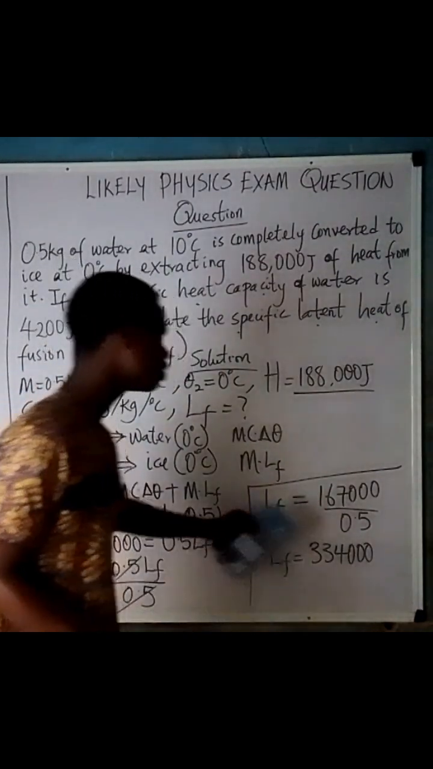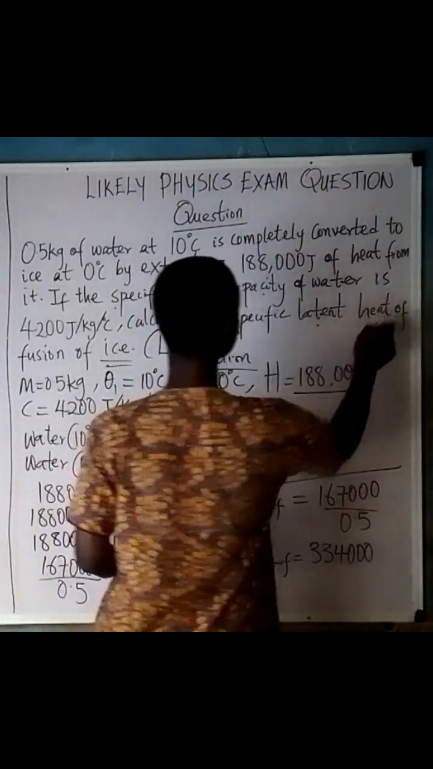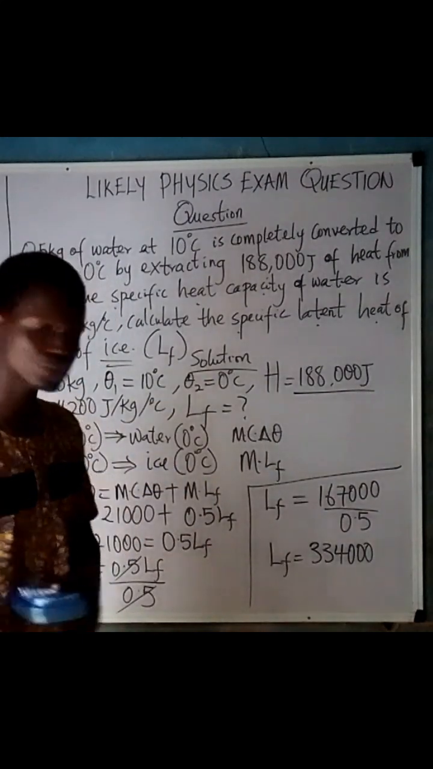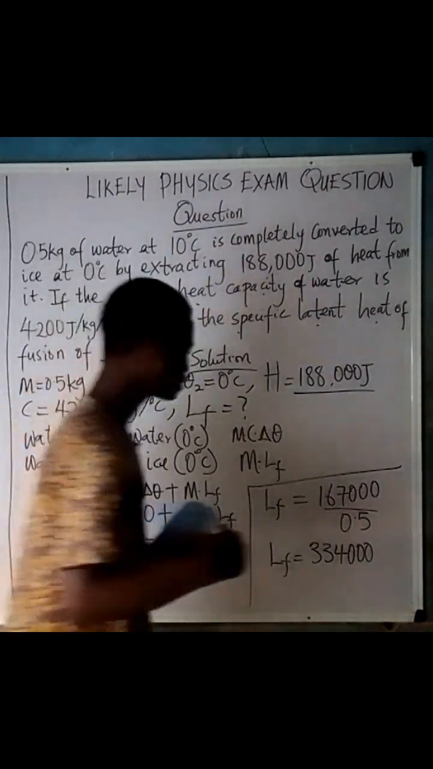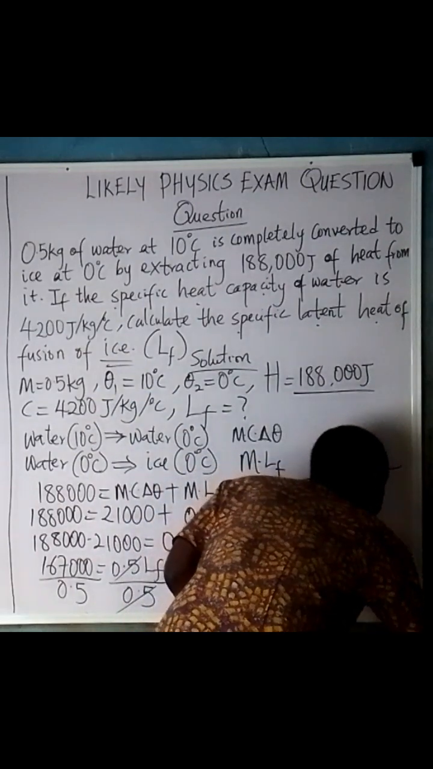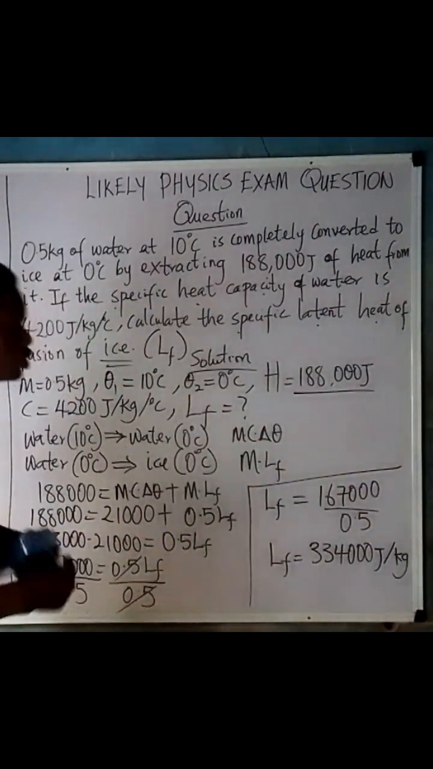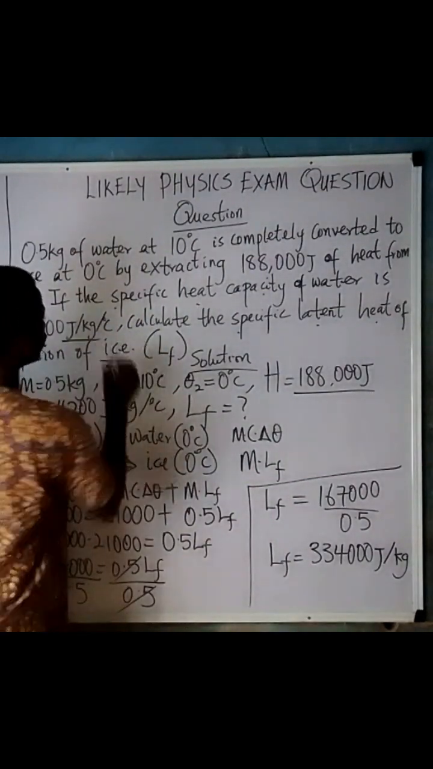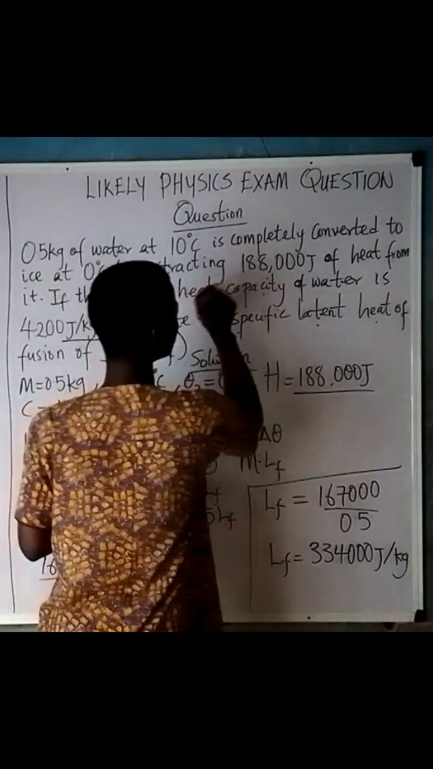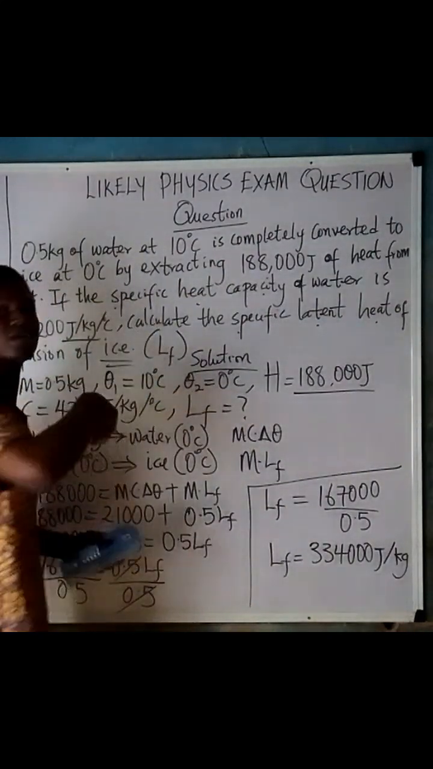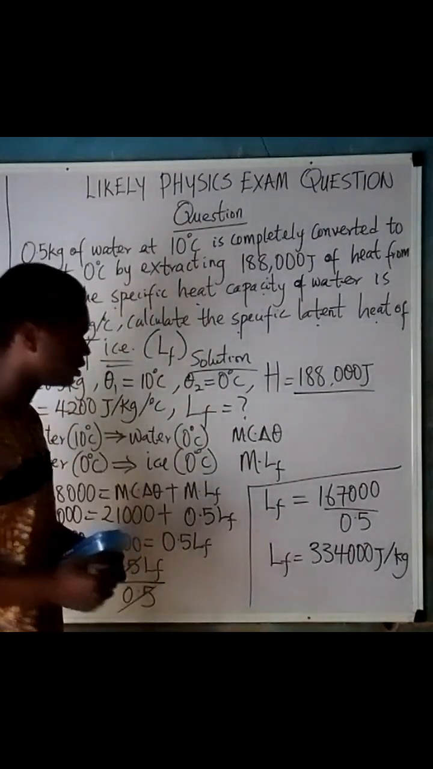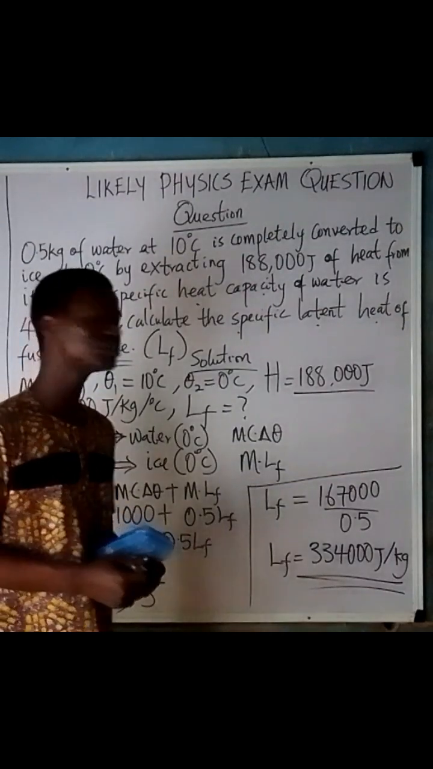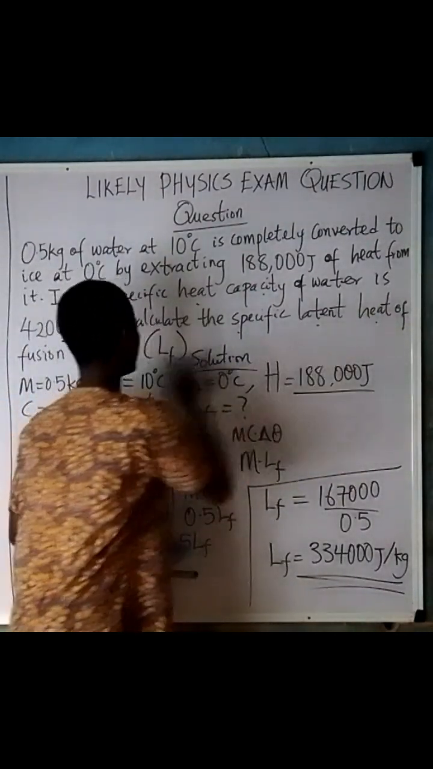Now, what is the unit for specific latent heat? Whenever you have to find specific latent heat, whether it is of fusion or of vaporization, the unit to add to it is, watch out, joule per kg. It is not going to be joule per kg per degree Celsius or Kelvin. You are going to just stop here. But if they say specific heat capacity, you're going to be adding per degree Celsius, or per Kelvin. So therefore, 334,000 joule per kilogram is the value for our specific latent heat of fusion of ice.